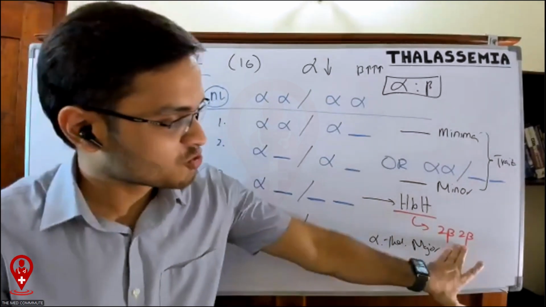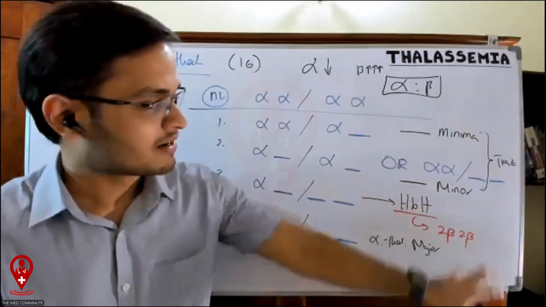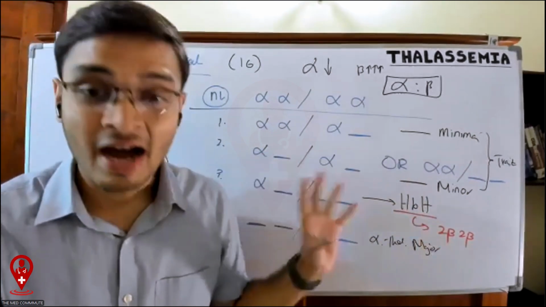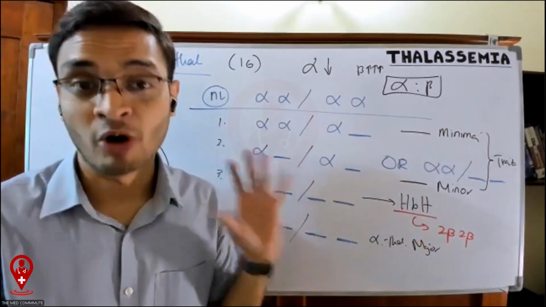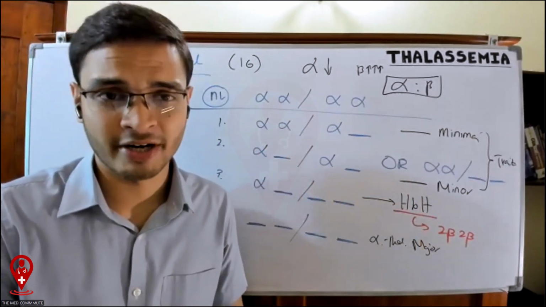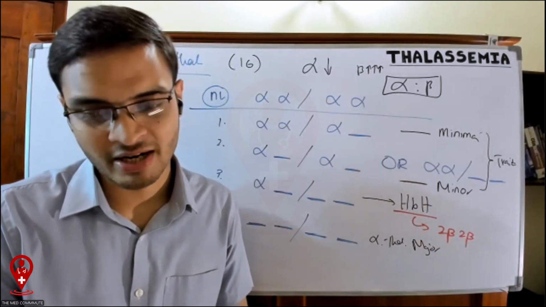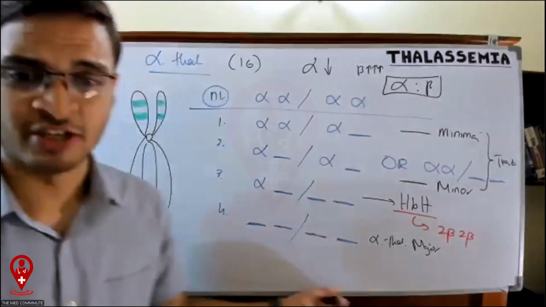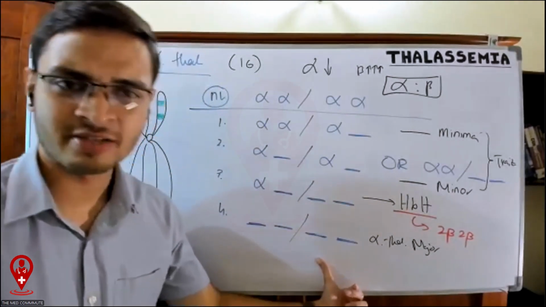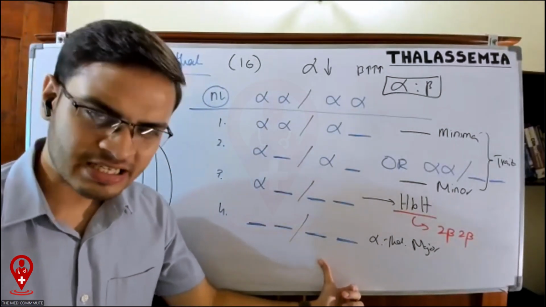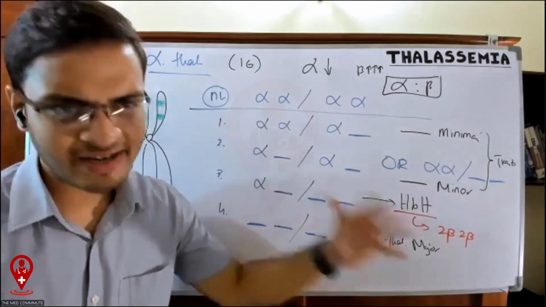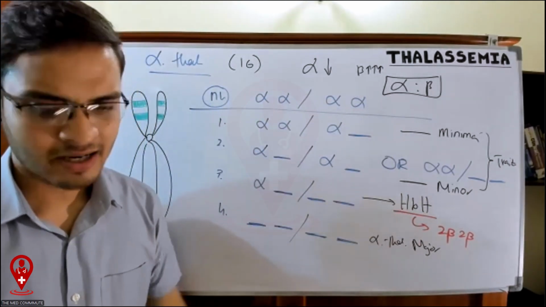These 2 beta and 2 beta join together, right? We call this HbH disease. They are going to come with some moderate degree of anemia. Then look at this alpha thalassemia major. Do we have any alpha chains being produced? No. All the genes are deleted, right? If that is the case, very severe clinical manifestations.